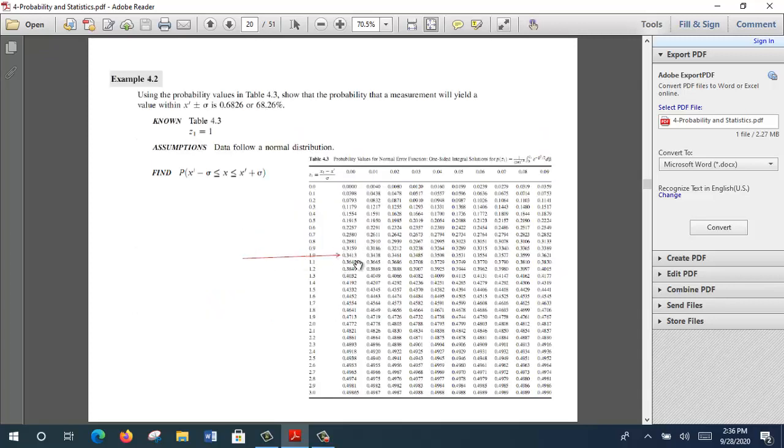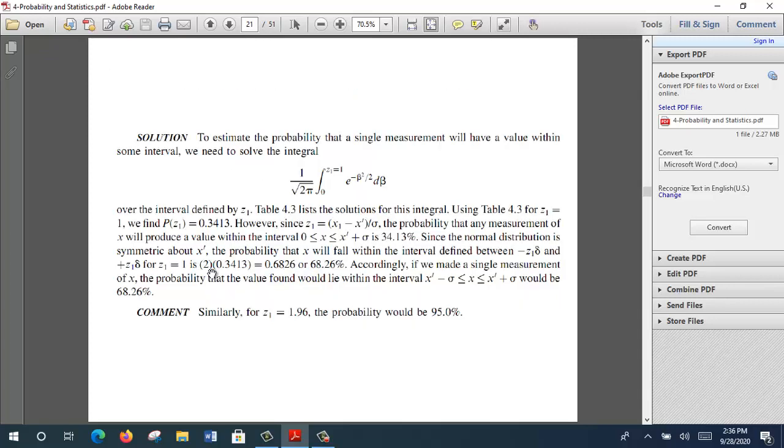Okay, so Pz is equal to 0.3413. However, since z1 is equal to (x1 minus x prime) over sigma, the probability that any measurement x will produce a value within the interval, yes, correct, because we got the interval plus or minus that before, right? So this 34.14% is only for the positive side.